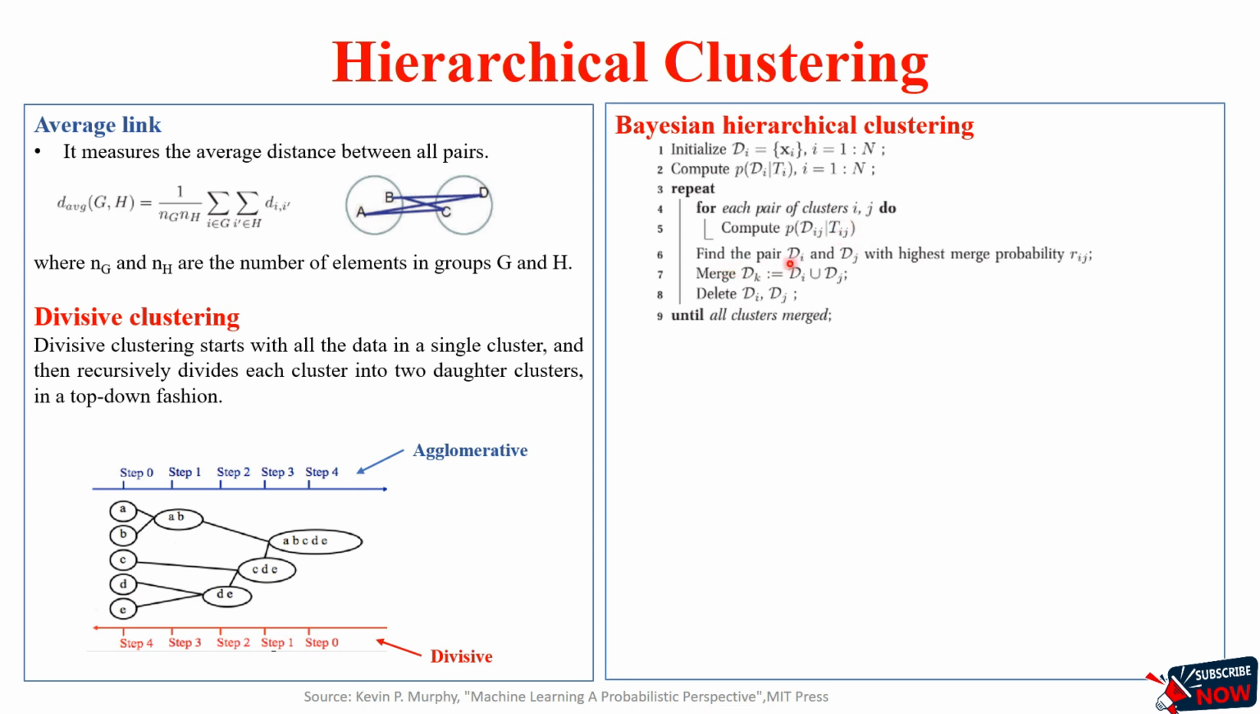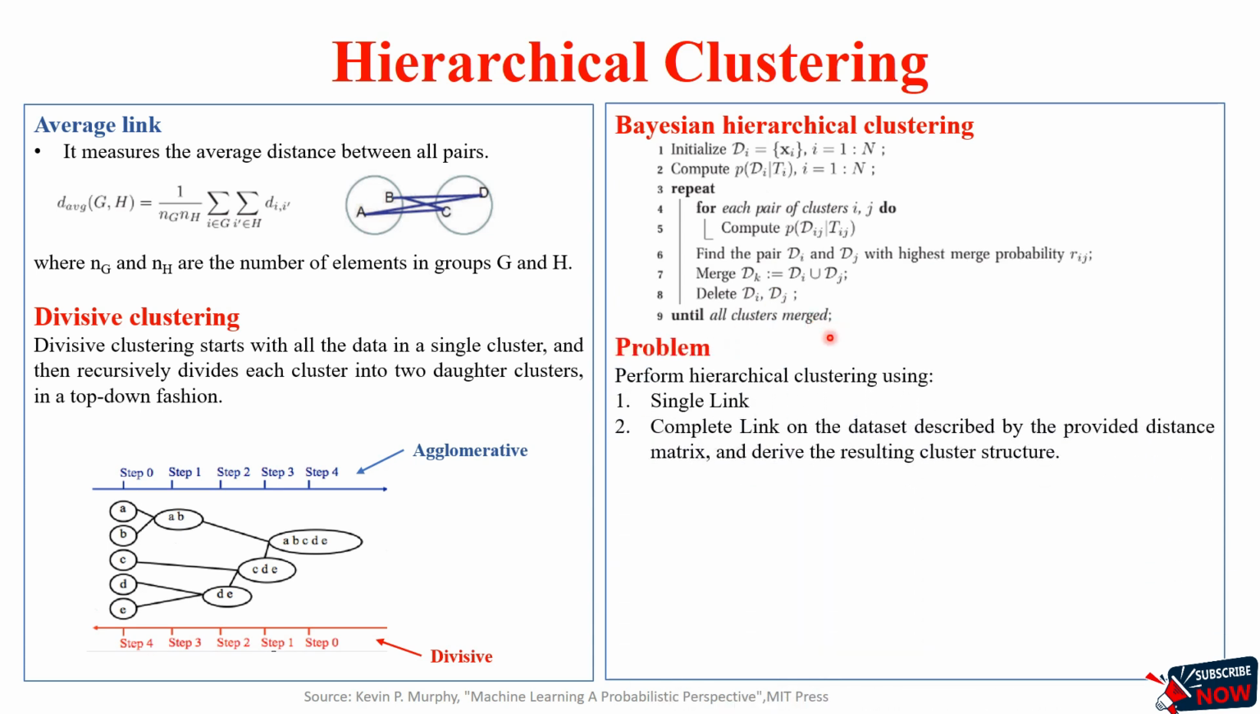We need to find the pair of clusters with the highest merge probability R suffix ij. So find the clusters di and dj with the highest merge probability. The next step is merging di and dj as a single cluster dk. After merging di and dj as a single cluster dk, we can delete the two clusters di and dj. We need to repeat these steps until all the clusters are merged.